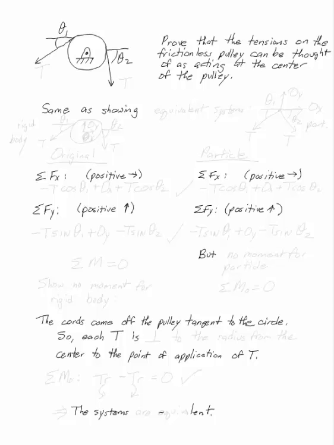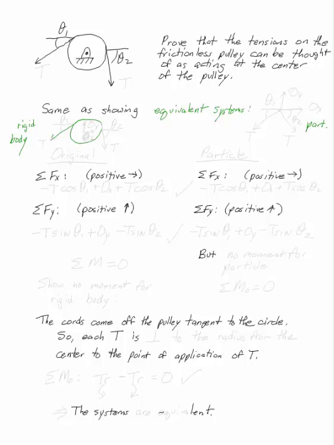Prove that the tensions on the frictionless pulley can be thought of as acting at the center of the pulley. This is essentially the same as showing that the two systems, one as a rigid body and one as a particle, would be equivalent systems. So let's look at the free body diagram of the rigid body.